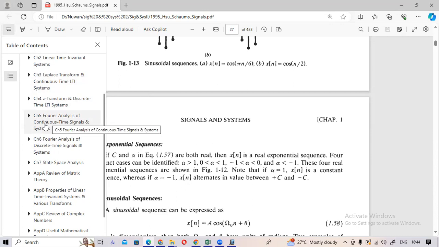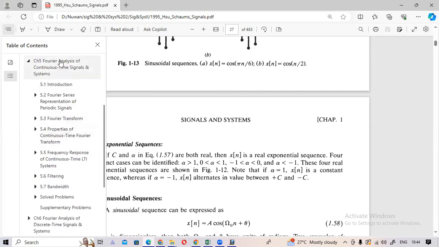Fourier analysis of continuous time signal, okay? So actually you no need to refer this chapter.